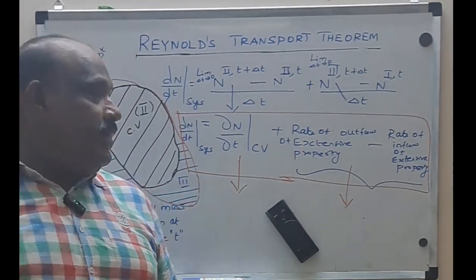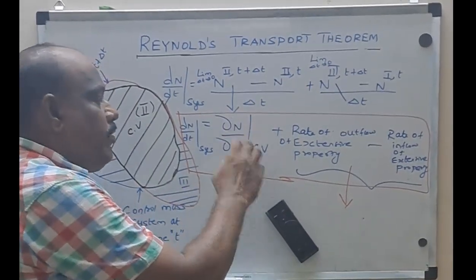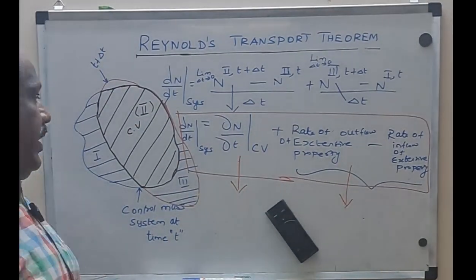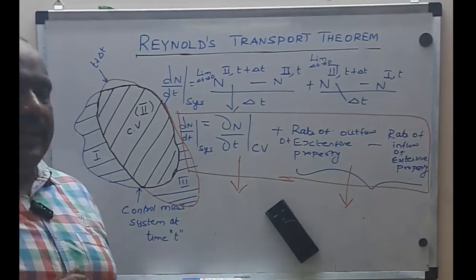So if you are able to expand the d by dt of the control volume term plus this particular term, our problem will be solved. Okay, fine. Shall we continue further? Yeah.